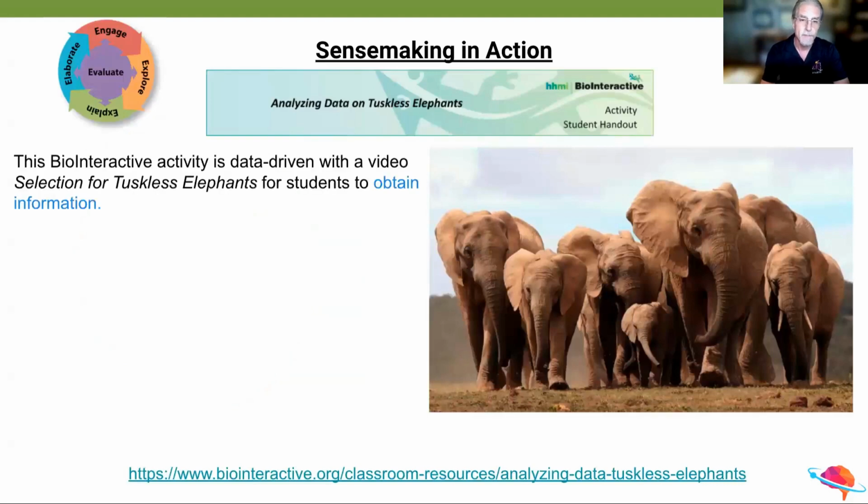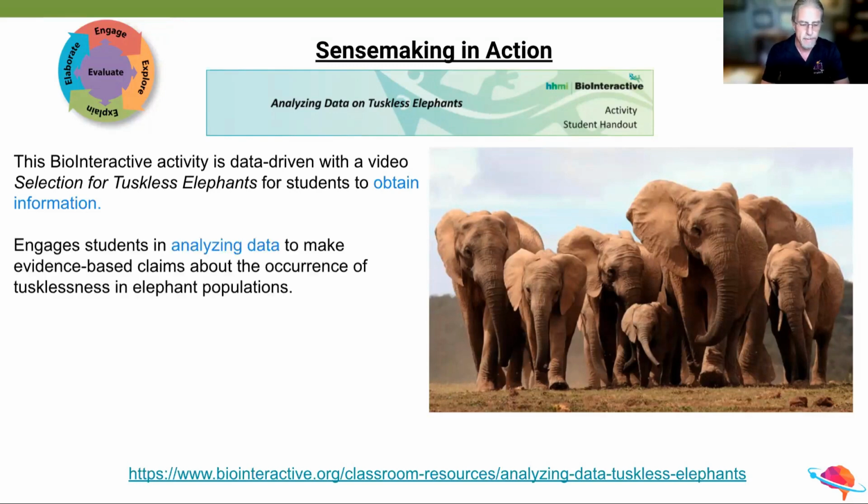Okay, so now we're going to do a little bit of sense making in action. The point of this is to give you, the participant, an opportunity to see how this path can go down. And this is a rather well-used example. If you are familiar with this, this is an activity on the tuskless elephants.